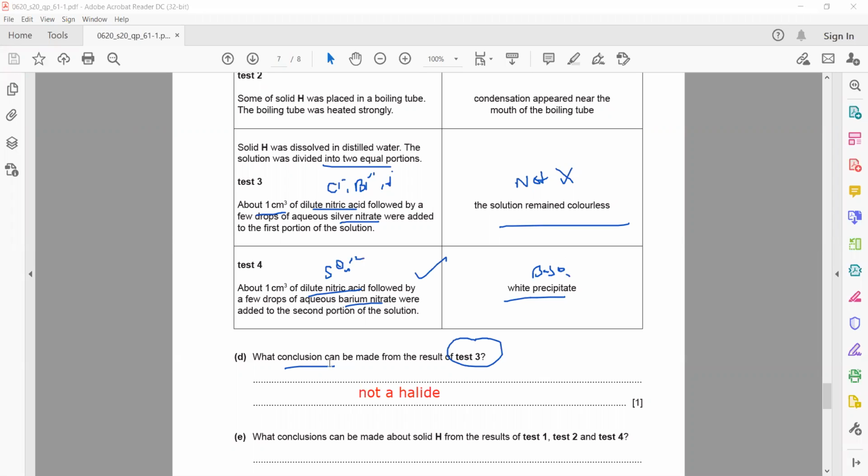And what conclusion did you make about solid H from the results of tests 1, 2 and 4? Test 1 states it contains sodium. Test 2 indicates it is a hydrated compound, and test 4 indicates it contains sulfate as well. So basically it is hydrated sodium sulfate.